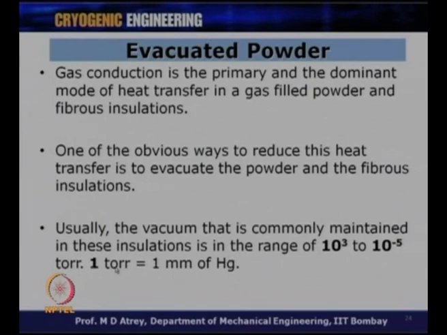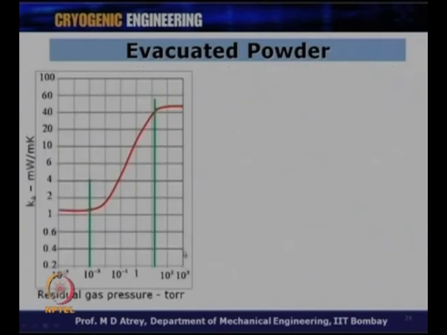And what is this torr? We will talk about this torr more when we deal with vacuum, but for now just understand that 1 torr is equal to 1 millimeter of mercury. You know that 760 millimeter makes 1 atmosphere, and we are just talking about 1 millimeter of mercury now, which is equivalent to 1 torr. So, if I plot the apparent thermal conductivity with residual gas pressure in torr, this is what the conductivity curve would look like.